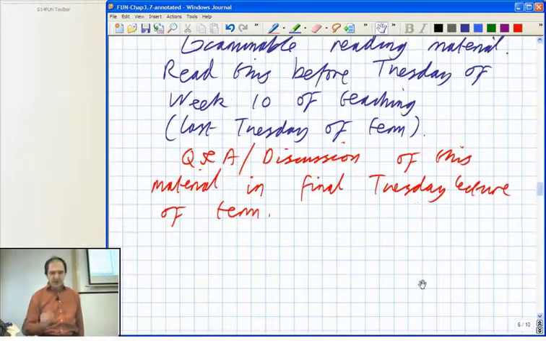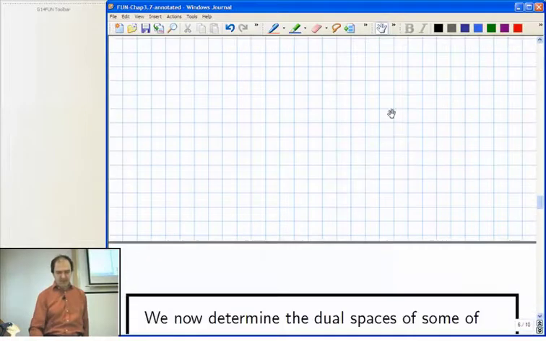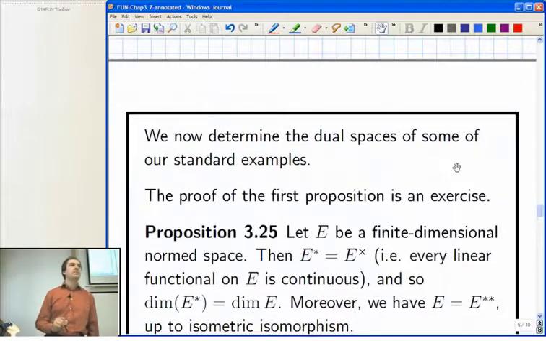Right, so our task now is to find the dual spaces of some specific examples. What does this mean? It means we're going to actually find lots of examples of continuous linear functionals, and we're going to prove that they're the only continuous linear functionals on certain spaces.